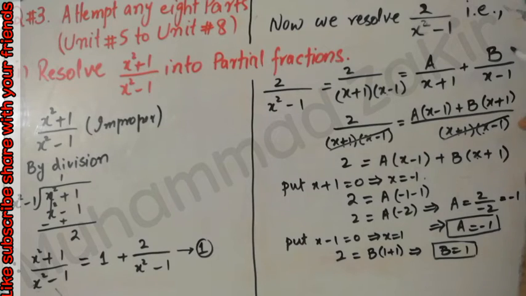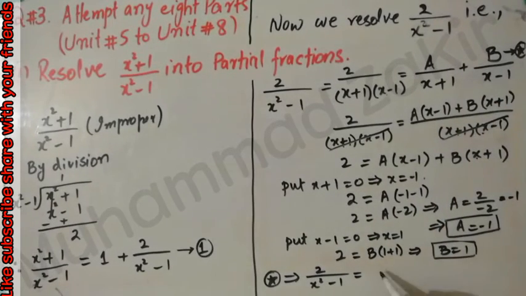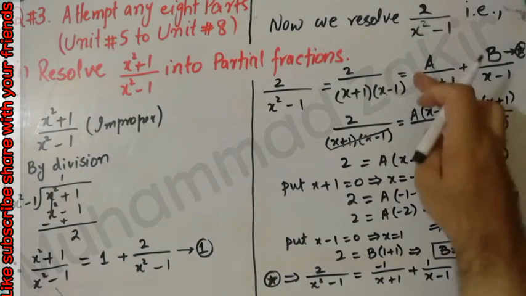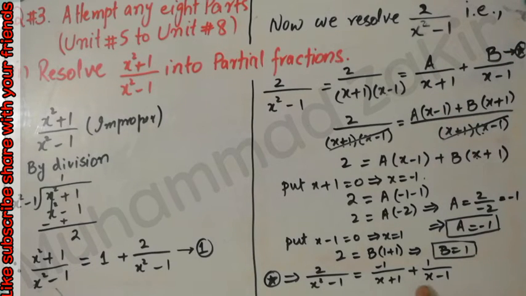If we name this the identity, so now we write, the identity implies: 2 divided by x square minus 1 is equal to A, where A is minus 1, by x plus 1, plus B, where the value of B is 1, by x minus 1. The identity takes this form when A and B are known. These values are substituted here, so the identity is now in this form. Now this will change equation 1.